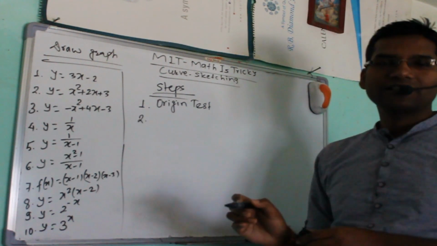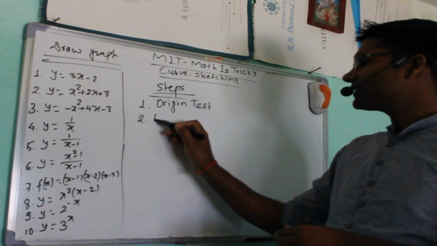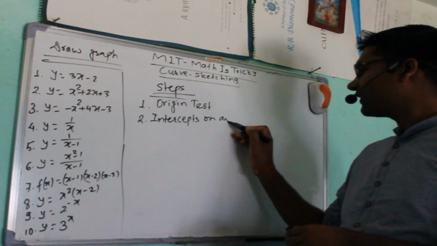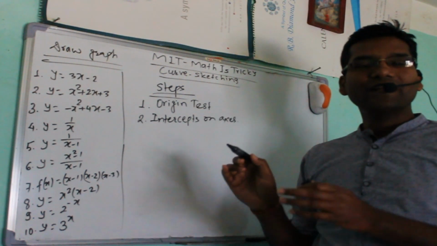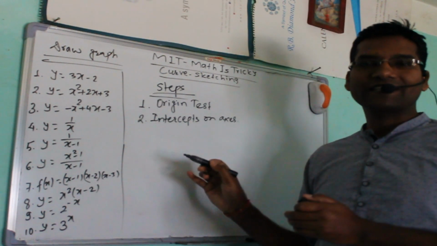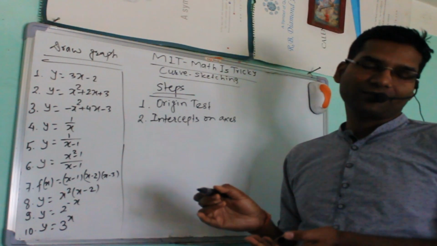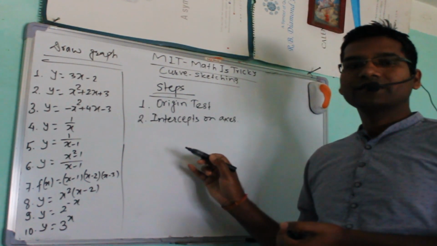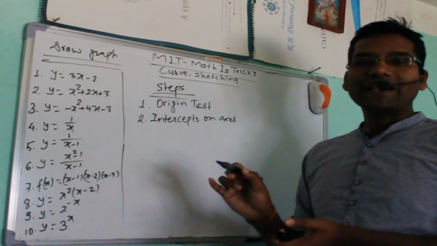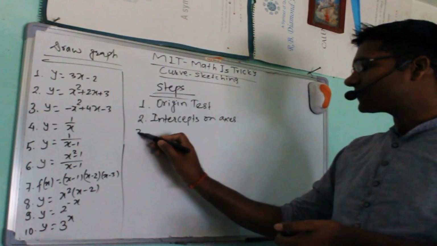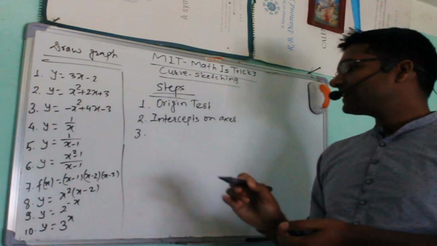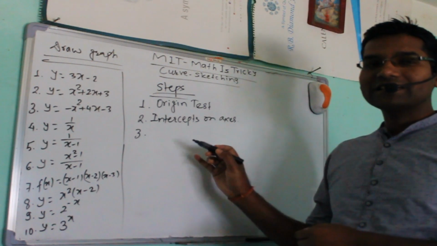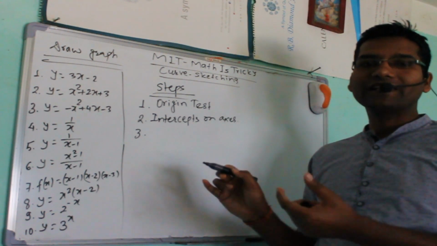Okay. The second step is intercepts on axis. That means you find at what point the given curve cuts the x-axis or y-axis or both. Sometimes maybe both. So you have to find the point at which the given curve cuts the x-axis or y-axis. Okay, the third step. After finding the intercepts, sometimes they may not cut, but if possible you have to find the intercepts on axis. From that we will get the point.